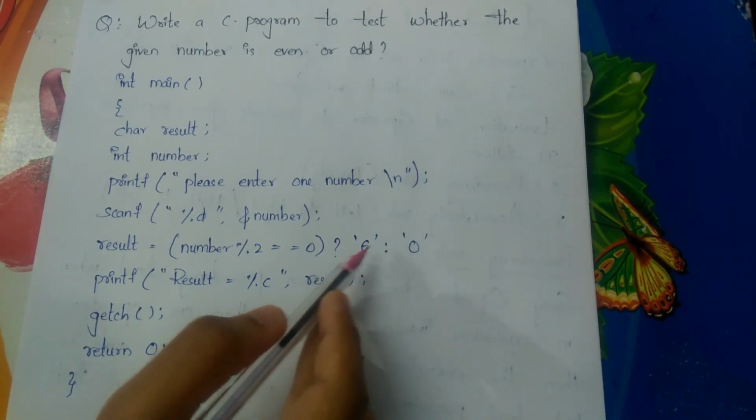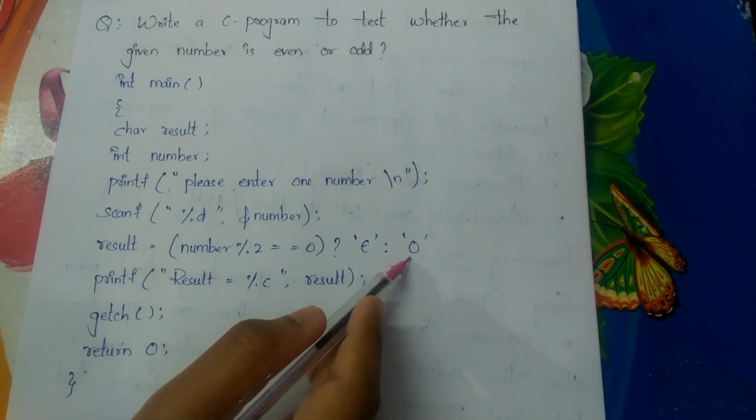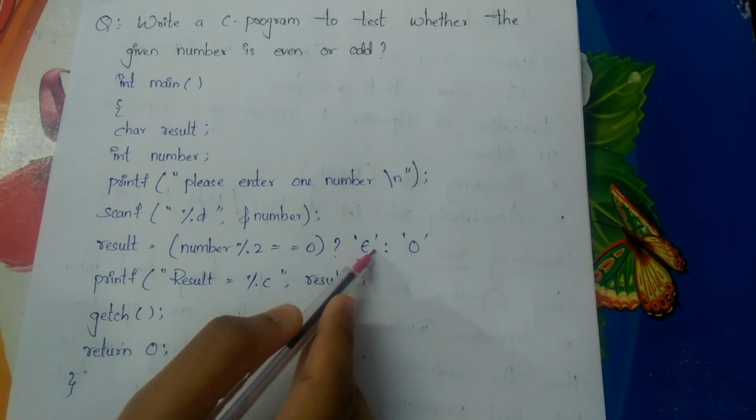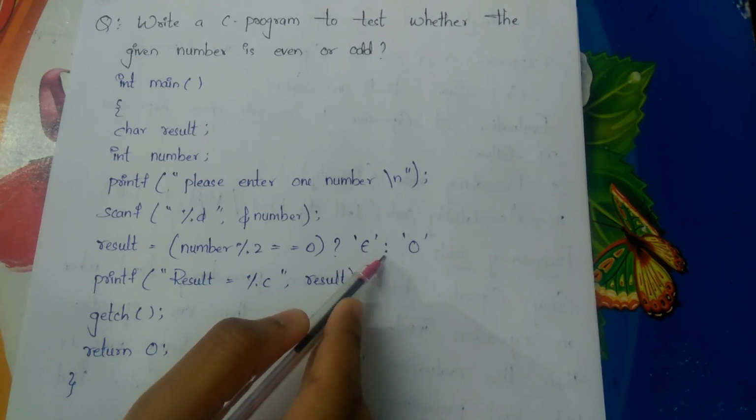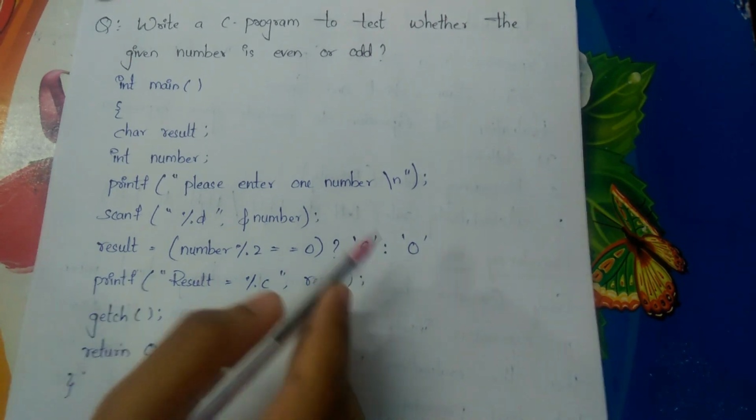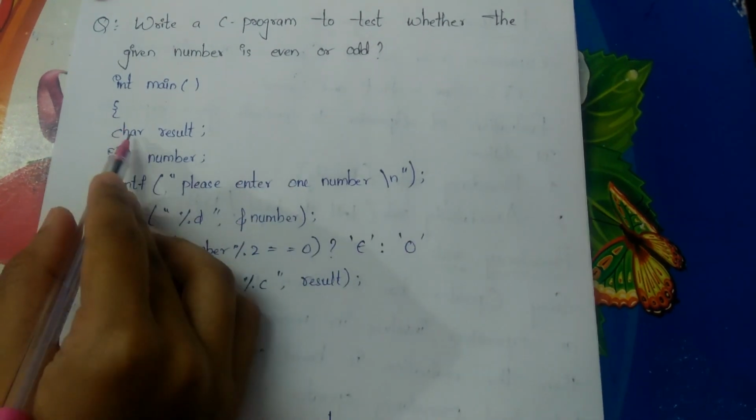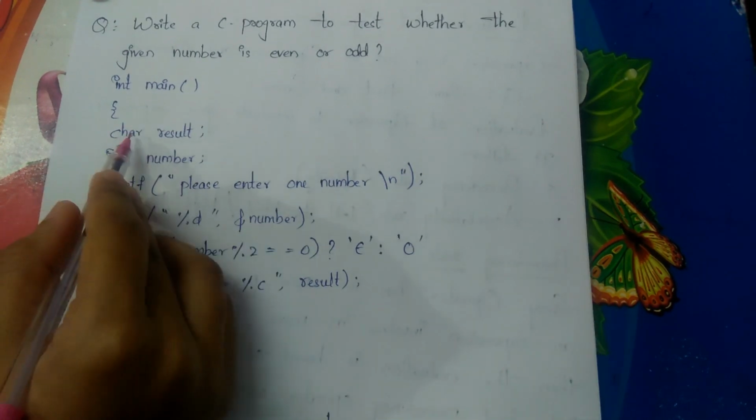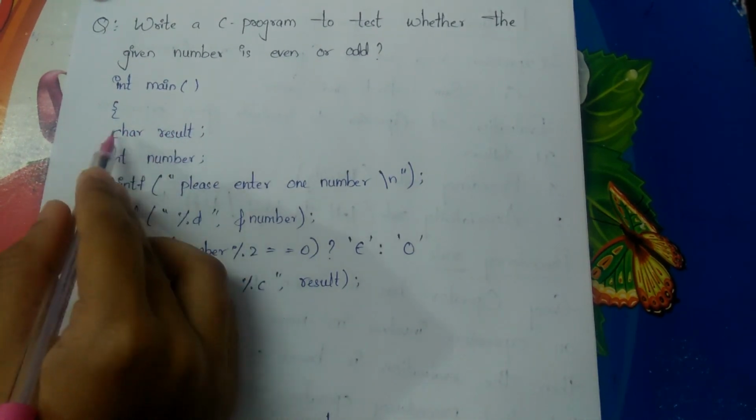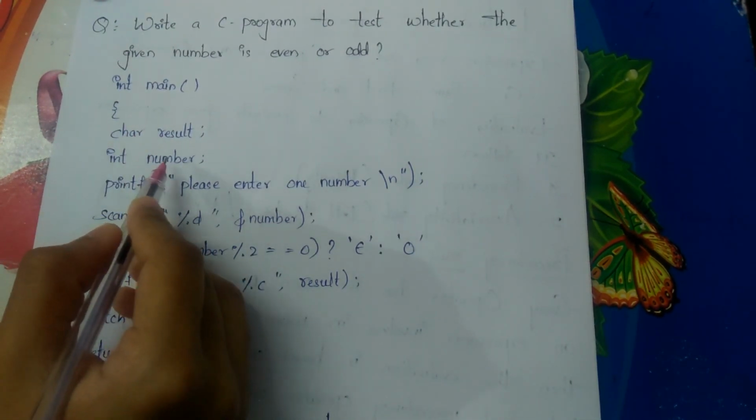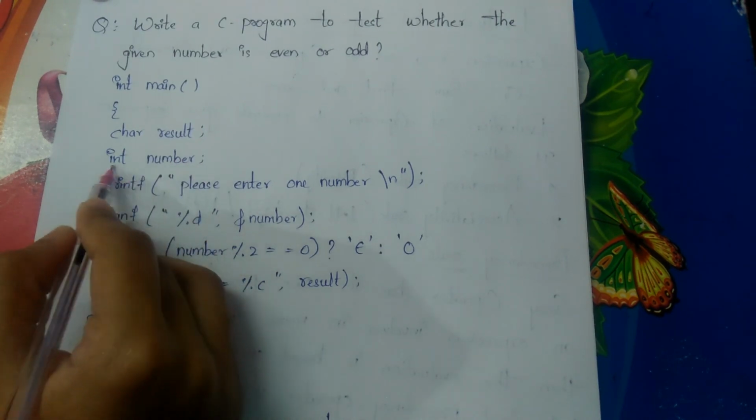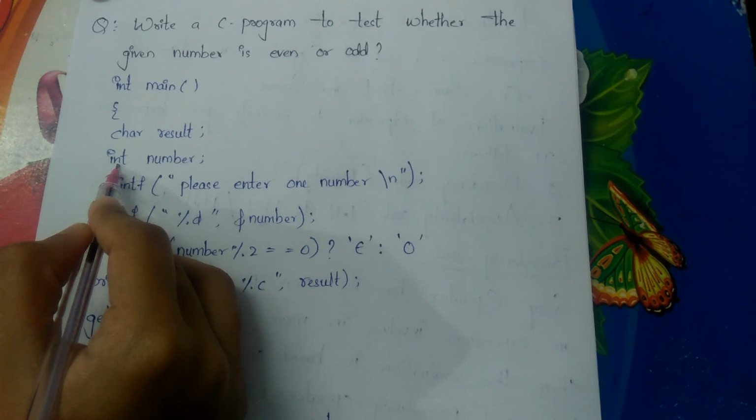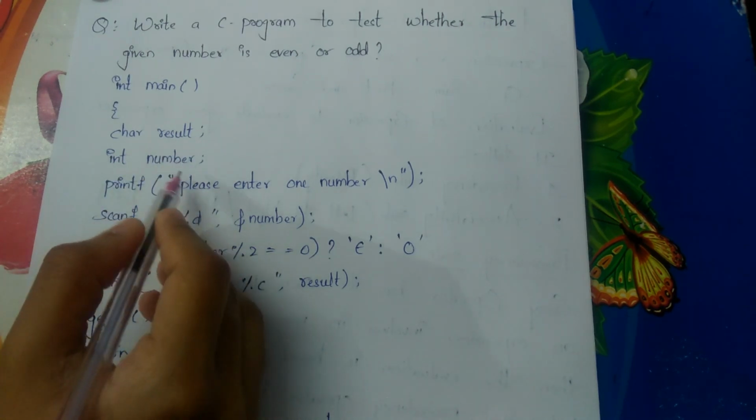For each single character, it stores 1 byte of memory. If it is a collection of characters, then we have to use the string data type. But here we are using char, that's why I am using a single character. So result will be stored in the char, and next, number, I am assigning to the int data type. So char is a data type and int is also a data type.